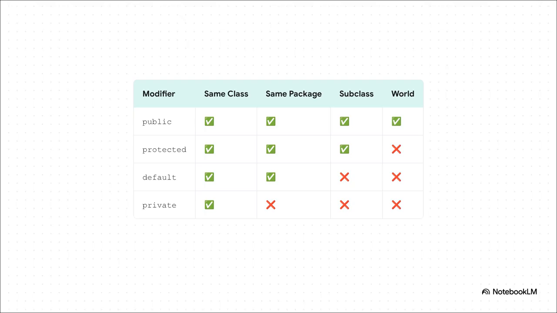And then in the middle, you have protected, which is kind of like for family. It's accessible to subclasses, even in different packages. And default, which is what happens when you don't write anything, is for the neighborhood. It's only visible within the same package.